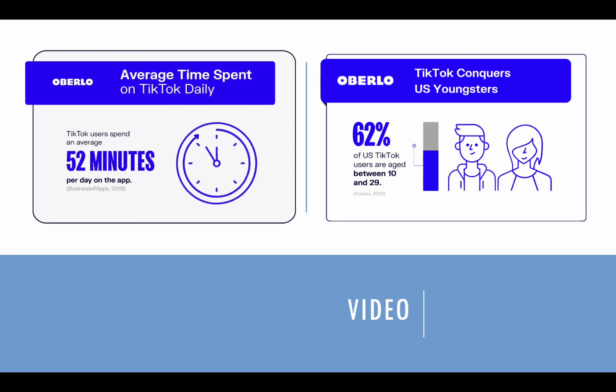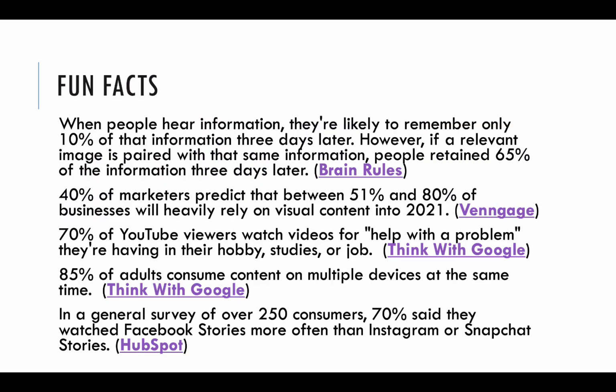So just a few things on videos. Here's some fun facts. When people hear information, they're likely to remember only 10% of that information 3 days later. However, if a relevant image is paired with that information, people retain 65% of it 3 days later. So the importance of mixing very succinct copy along with the relevant image will be great. 40% of marketers predict that between 51% and 80% of businesses will rely heavily on visual content. And there's just a couple more that you can look through.